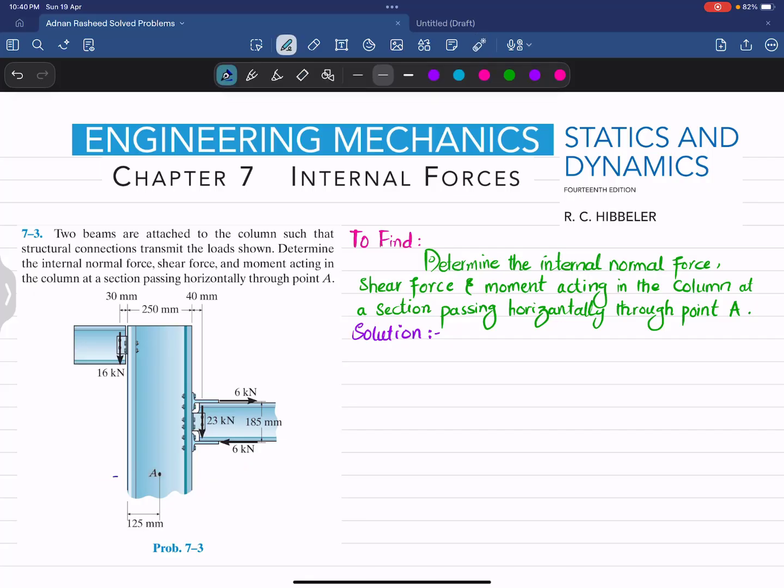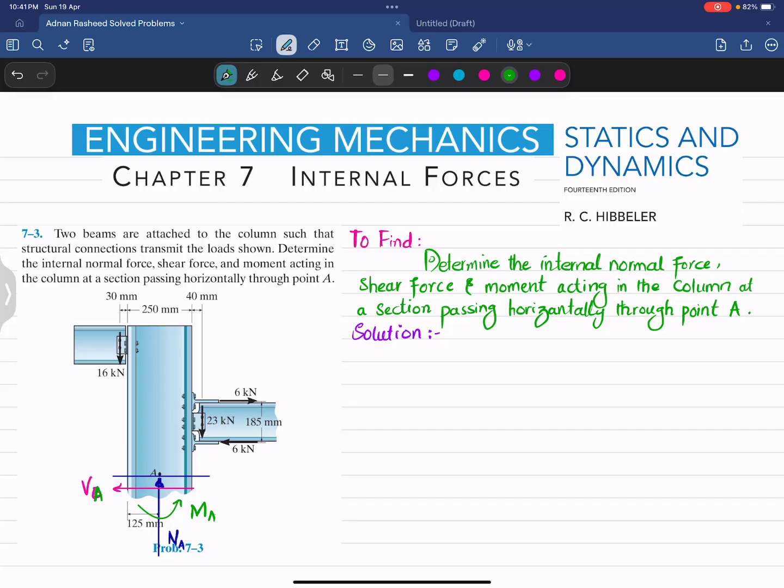As you cut this column at section A, a plane passing through point A horizontally, at this point A you will have a normal axial load, which will be represented as NA. Along with that you will have a shear force which will act horizontally like this. It will be equal to VB, and there is also a moment which will act like this, and this moment will be equal to MA. Sorry, this is also VA, not B, because it is passing through A.